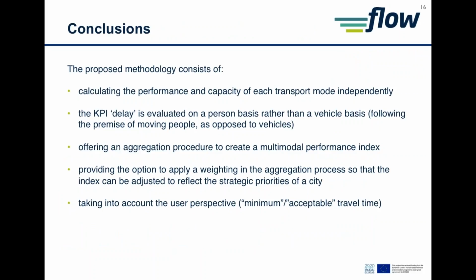Just to conclude, it calculates the performance and capacity of each transport mode independently first, whereas the indicator delay is evaluated on a person basis rather than a vehicle basis, following the premise of moving people and not moving vehicles. Then we offer an aggregation procedure, which I tried to outline in the last slides, to create something which we call the multimodal performance index, indicated as level of service. We provide the option to apply a weighting in the aggregation process so that the index can be adjusted to reflect the strategic priorities of the cities. And last but not least, we take into account the user perspective by endorsing the principle of minimum or acceptable travel times.